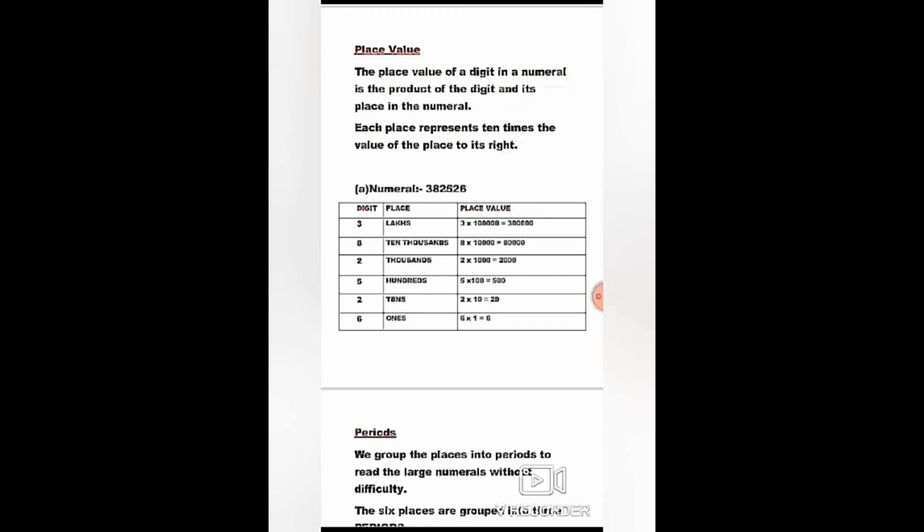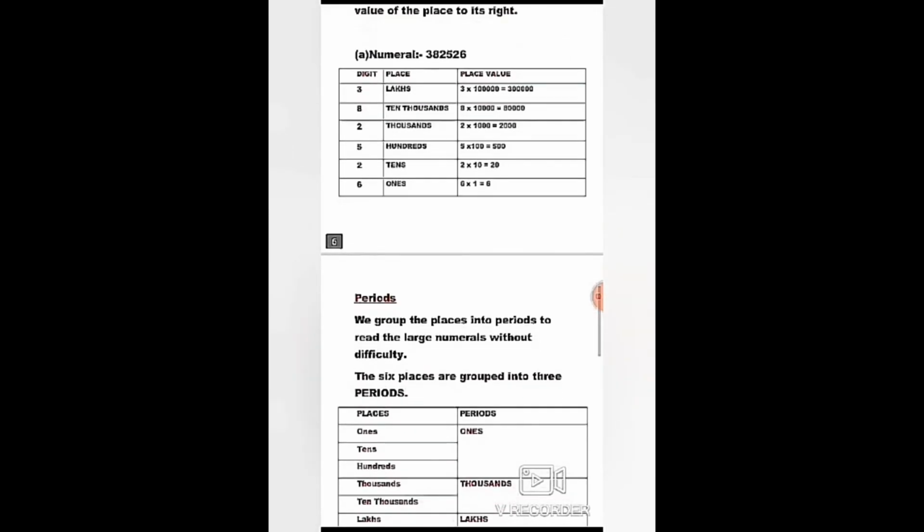The place of 5 is hundreds, and its place value is 5 into 100, that is 500. The place of 2 is tens, and its place value is 2 into 10, that is 20. The place of 6 is ones, and its place value is 6 into 1, that is 6.